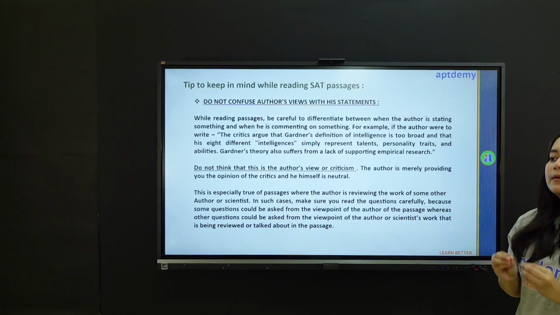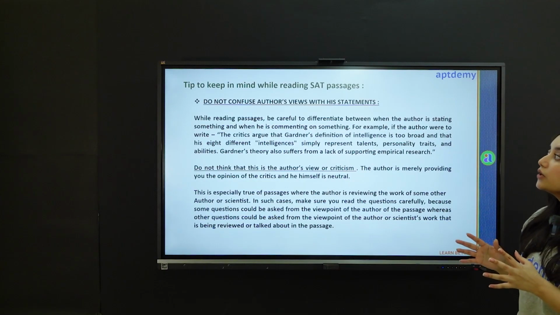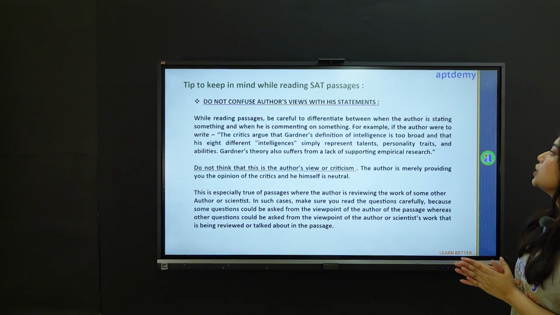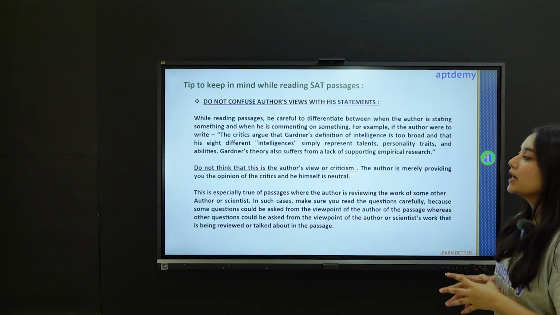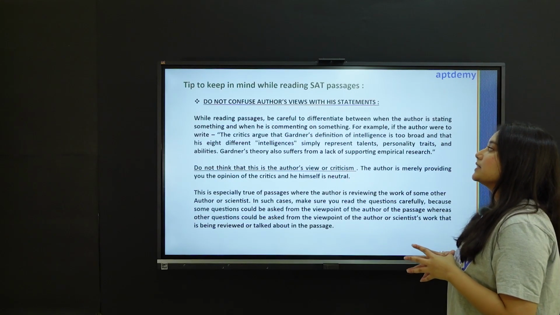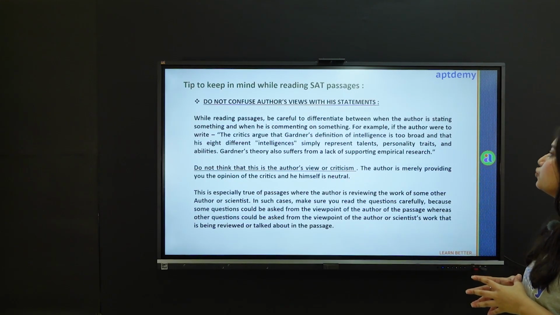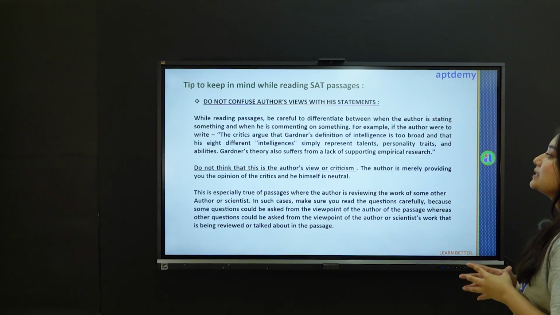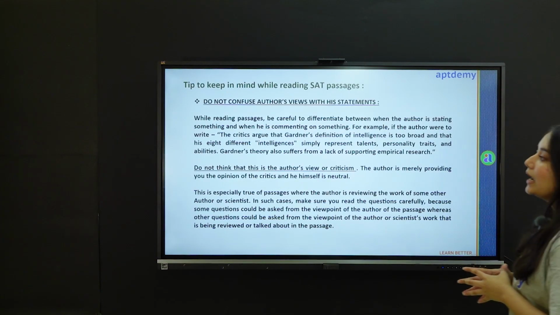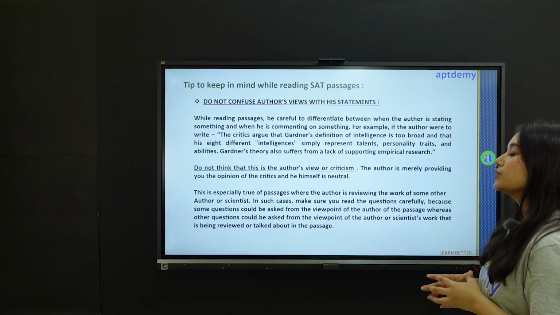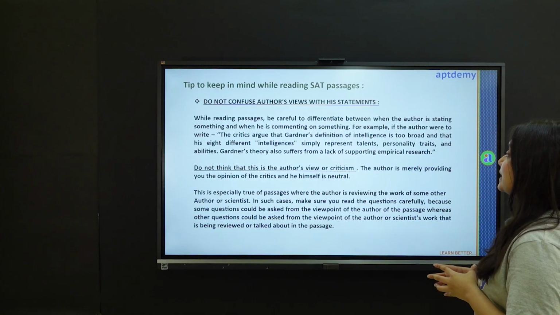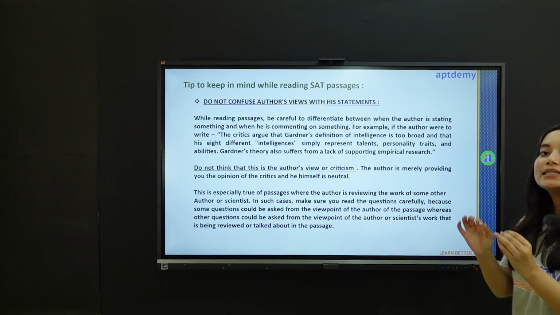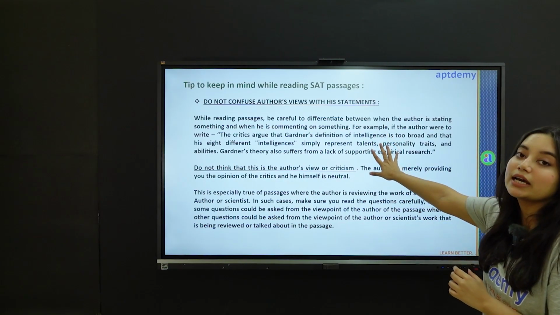Now, one thing that you need to keep in mind is do not confuse the author's views with his statements. Let us look at an example to understand this. So, for example, if the author were to write, the critics argue that Gardner's definition of intelligence is too broad and that his 8 different intelligences simply represent talents, personality traits, and abilities. Gardner's theory also suffers from a lack of supporting empirical research. Do not think that this is what the author is saying. The author is simply stating what the critics of this work have stated.